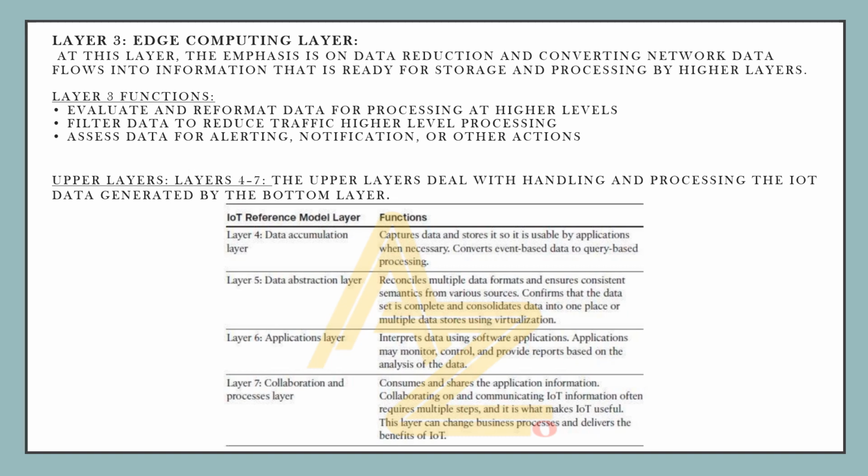The seventh and final layer is the collaboration and process layer. It consumes and shares the application information. Collaborating on and communicating IoT information often requires multiple steps, and it is what makes IoT useful. This layer can change business processes and deliver the benefits of IoT.